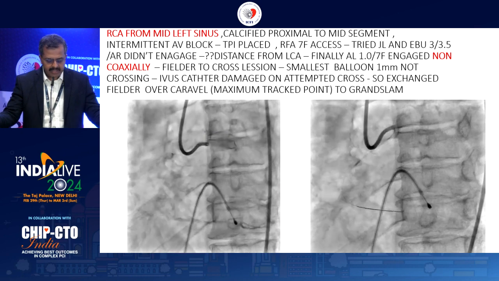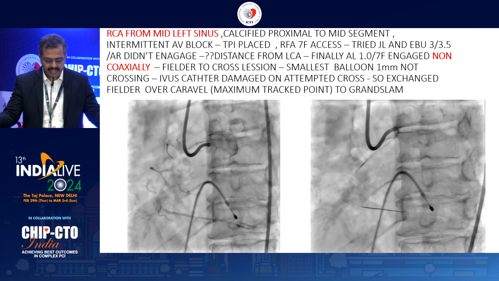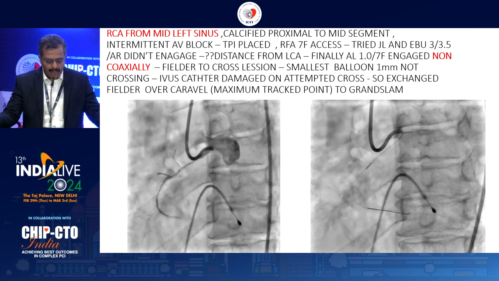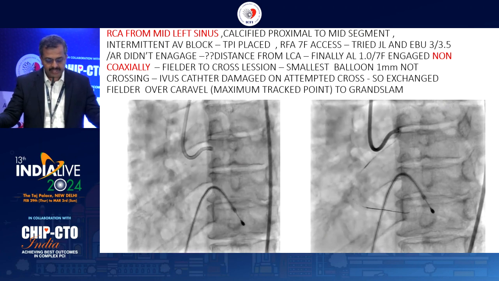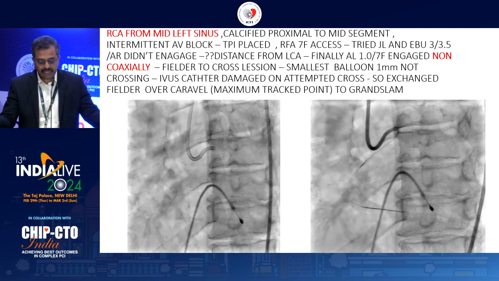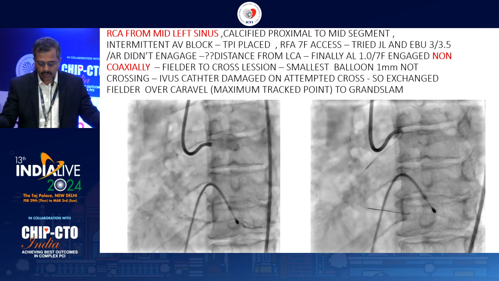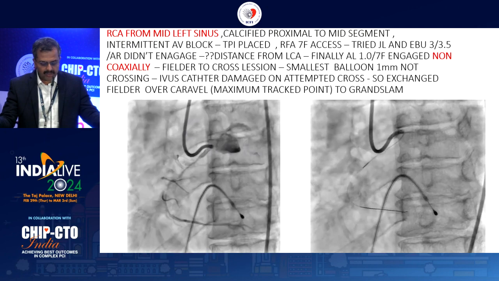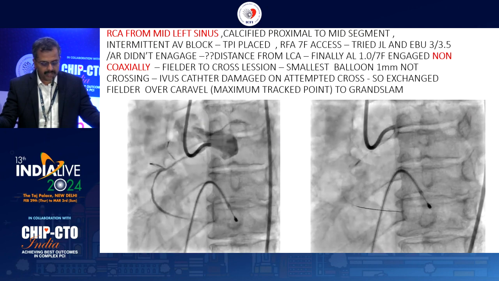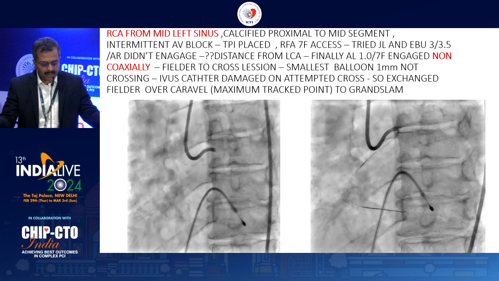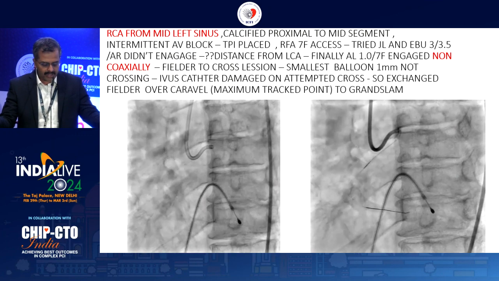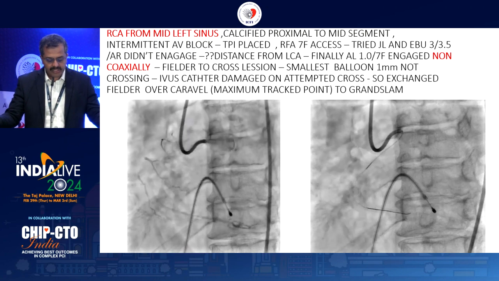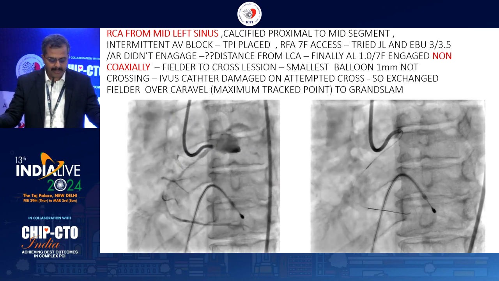Since it was coming from the left sinus, we tried JL3, JL3.5, EBU3, EBU3.5 and AR. It didn't engage, probably because of the distance from the left coronary artery. Finally, an AL1 7 French engaged, although it was non-coaxial. We used a Fielder to cross the lesion, but even the smallest 1 mm balloon did not cross. The IVUS catheter we attempted was futile, but we tried to understand what was there. It got stuck in the calcium and was finally damaged.